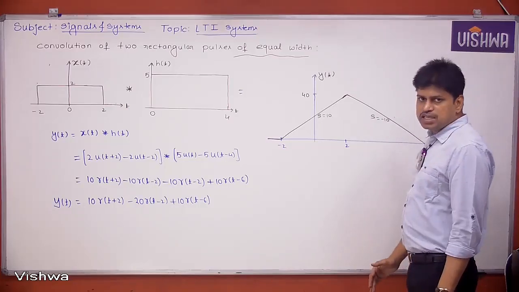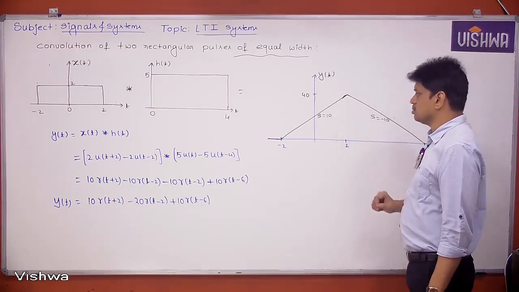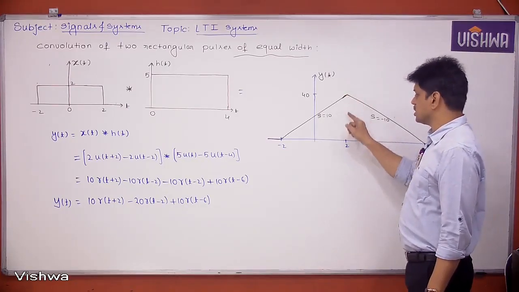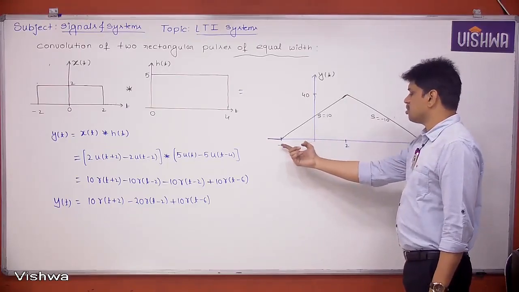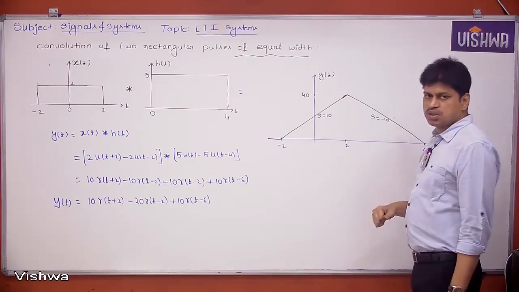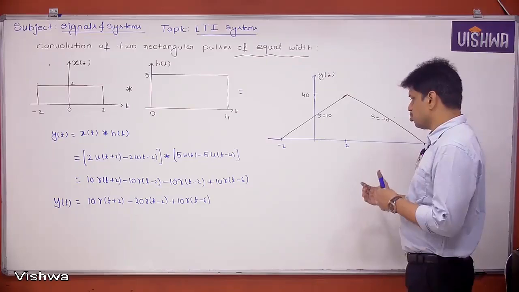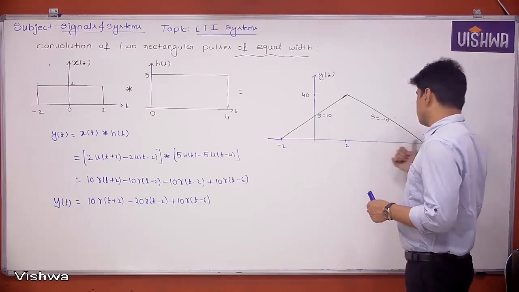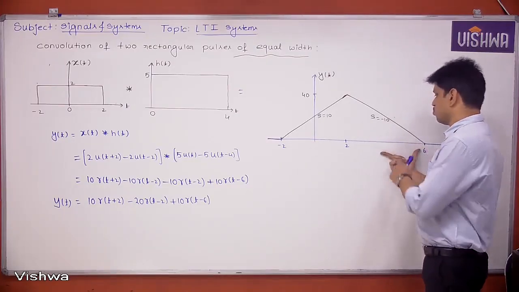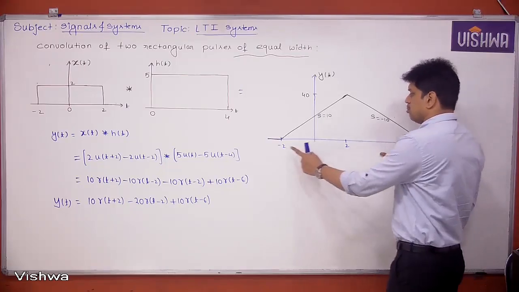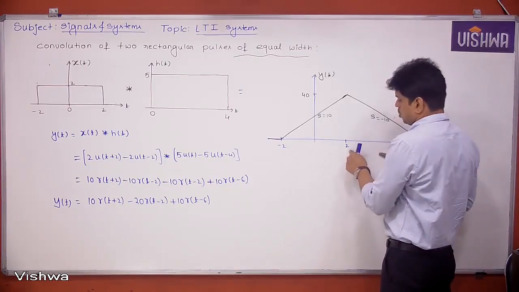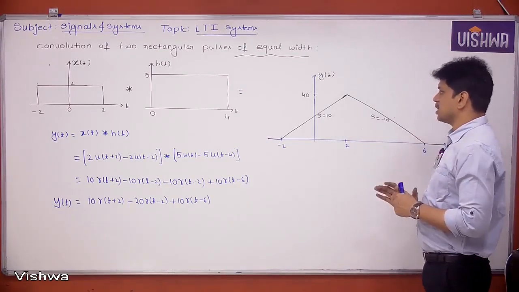Then where does the peak occur? Exactly at the midpoint of -2 and 6. -2 to 6 is 8 units. So midpoint means 4 units from this side, 4 units from this side. 6 minus 4, or -2 plus 4, that is going to be 2. So this is the triangle we are going to get.